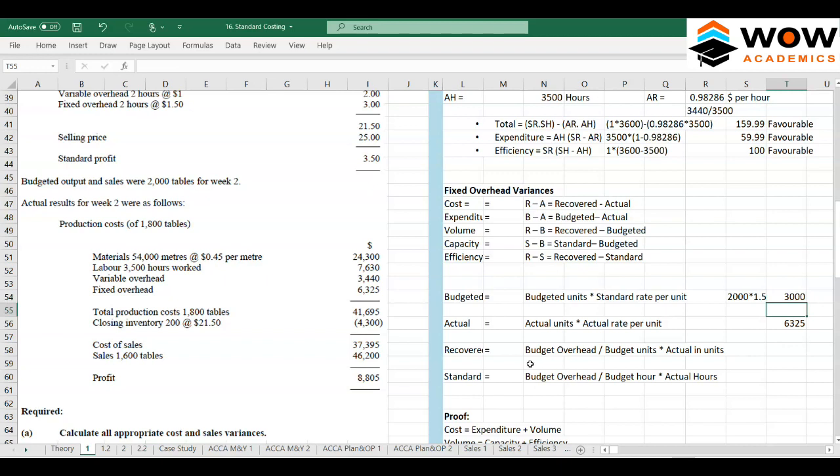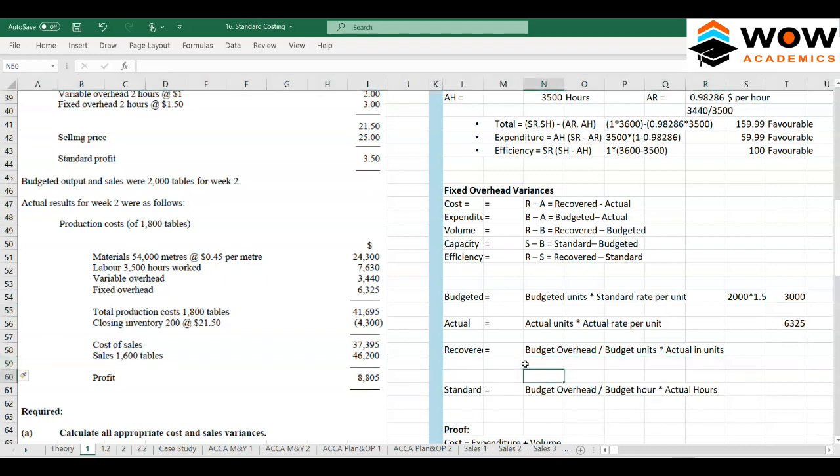So the formula is, I think we'll work it out here itself because we don't have space there. 3000, that's the budgeted fixed overhead, divided by... okay, I think we have to first find out this answer. 3000 divided by budgeted units. How many units are produced? 2000 units were produced. Close the bracket. Then multiply by actuals in units. How many units have you actually produced? You have produced 1800 units. So get the answer for that.